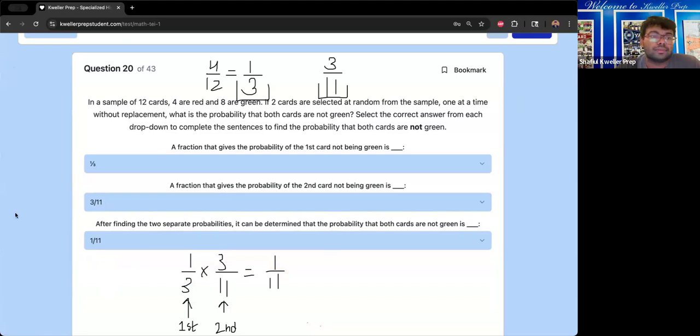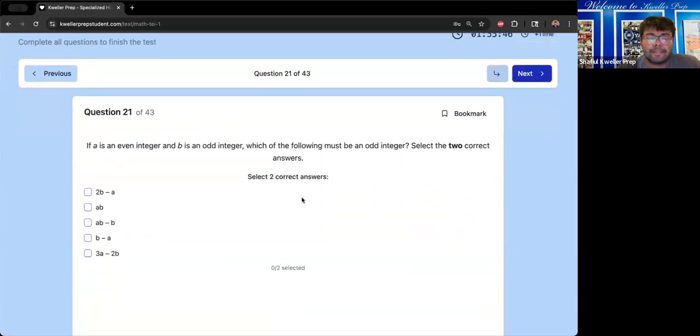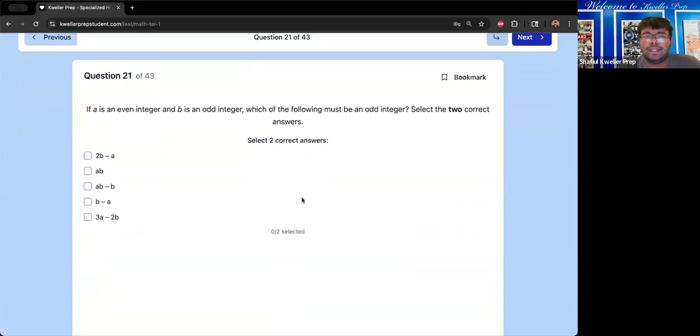Okay, let's go to the next one. If A is an even integer, B is an odd integer, which of the following must be an odd integer? Select the two correct answers. So A is even, B is odd. What I like to do for this one is just plug in whatever. The easiest even integer is 2, the easiest odd one is 1. I just plug in everything.